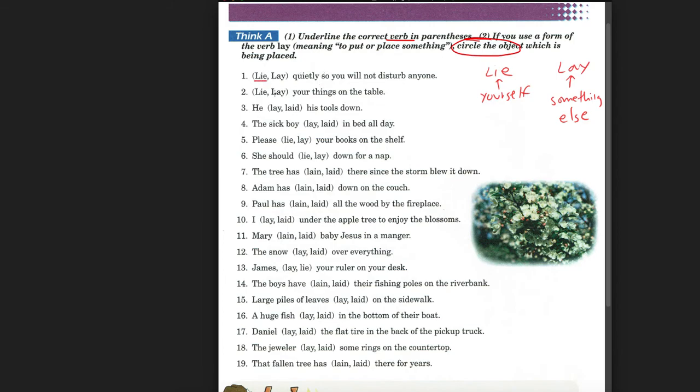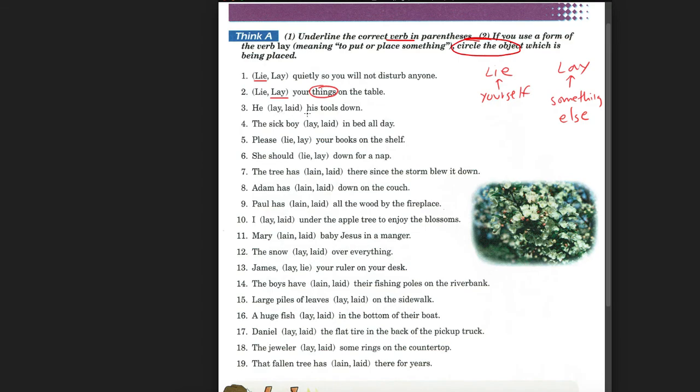Okay, next one. Lie or lay your things on the table. Since you're asking someone else to do something, since you're doing it to something else and not yourself, would you use lie or lay? You would use lay, because lay is for doing it to something else. What are they asking them to lay down? Lay your things on the table. So the object, what's receiving the action, is things.